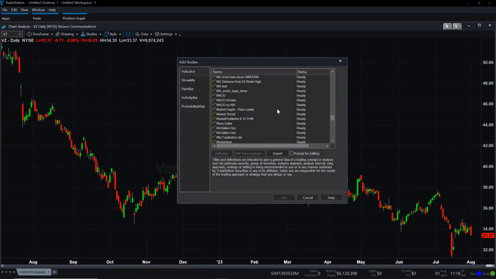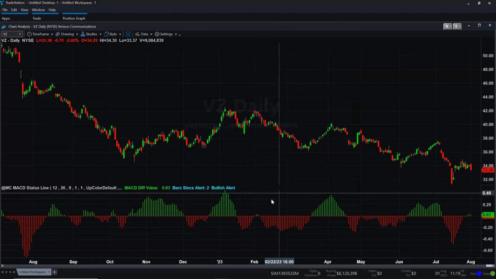Again, we have to scroll towards the top because we have an @ sign in front of it. So it's @MC. And it's right here, it's MACD status line. This MACD status line not only provides you the histogram that we talked about, but it also provides you additional information about the MACD in its status line. Let me show you. There we go.